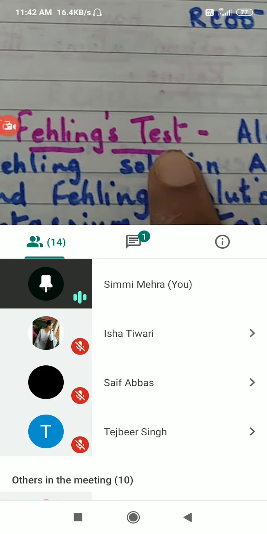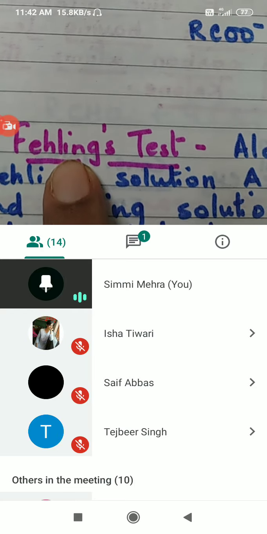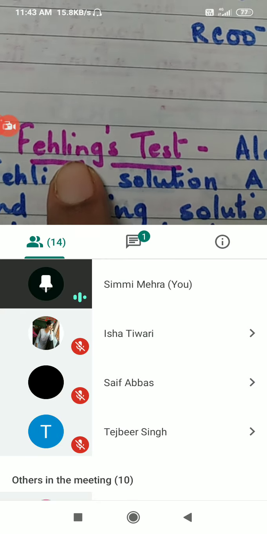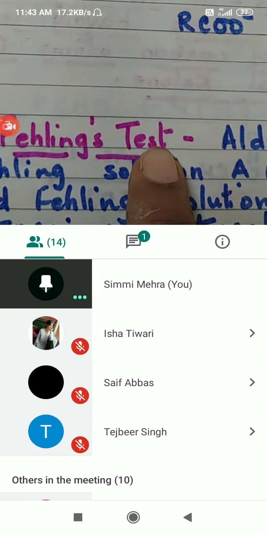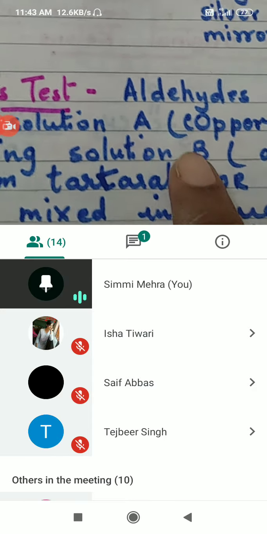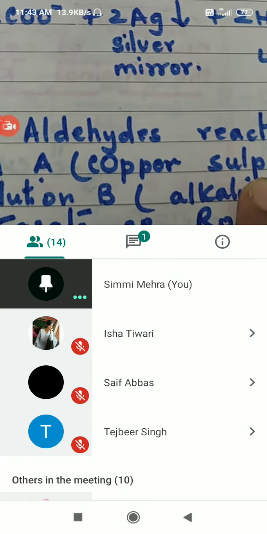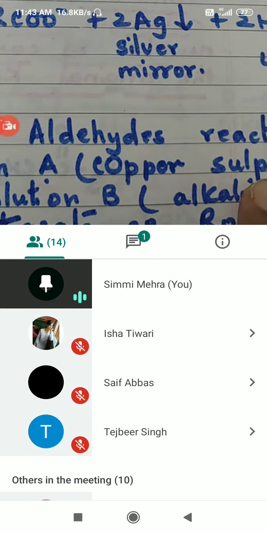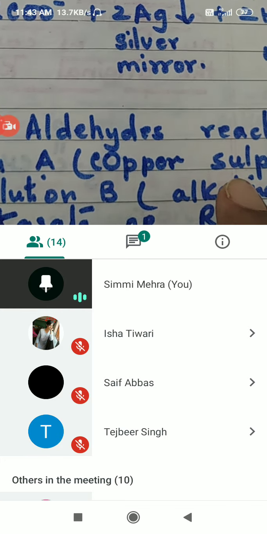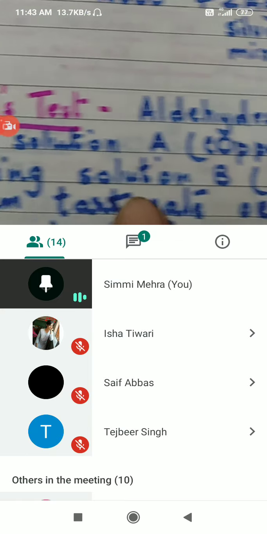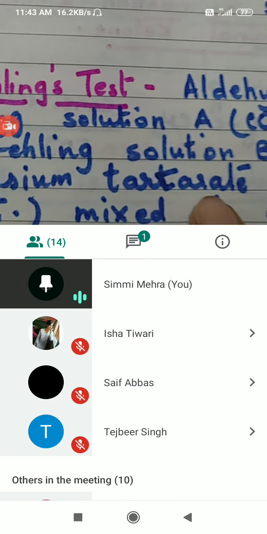The next reagent is Fehling's test. What is Fehling's test? Now Fehling's solution A and Fehling's solution B, you will find two solutions in the lab. What is Fehling's solution A? Fehling's solution A is simply copper sulfate dissolved in water, and it is light blue in color. What is Fehling's solution B? It is alkaline sodium potassium tartrate.